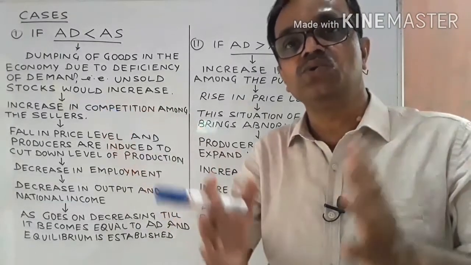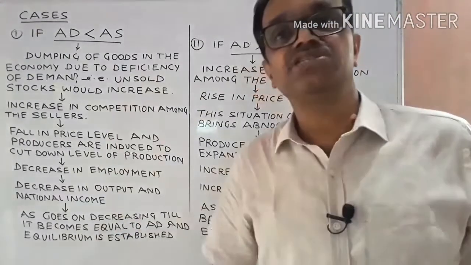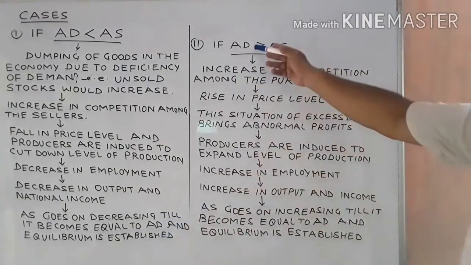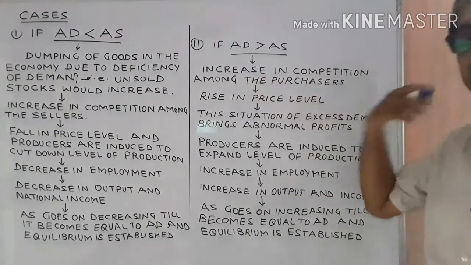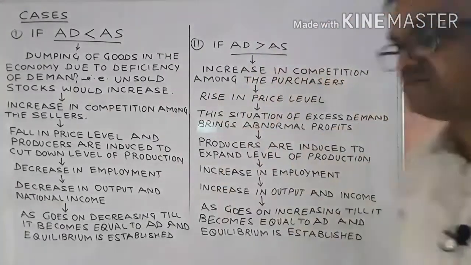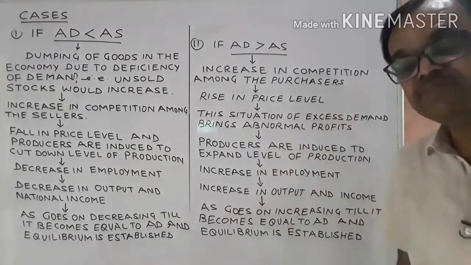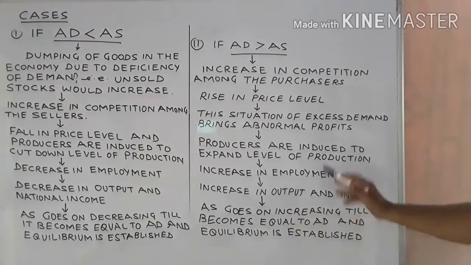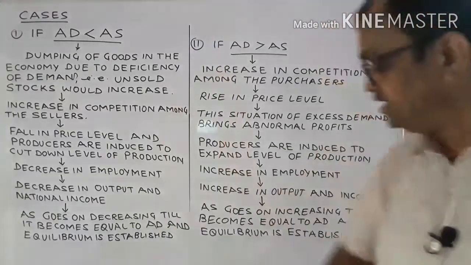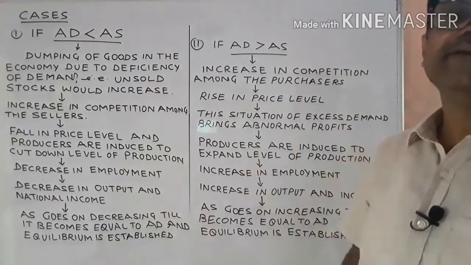That is, aggregate supply goes on decreasing till it becomes equal to the aggregate demand and equilibrium is established once again in the economy. Similarly, if aggregate demand is more than aggregate supply, then there would be an increase in the competition among the purchasers of the goods, and that would result in the rise in the price level in the economy. And this situation of excess demand brings abnormal profits. Producers are induced to expand the level of production, and that would cause an increase in employment, resulting in an increase in output and income in the economy, and therefore aggregate supply goes on increasing till it becomes equal to aggregate demand, and again the equilibrium is established.